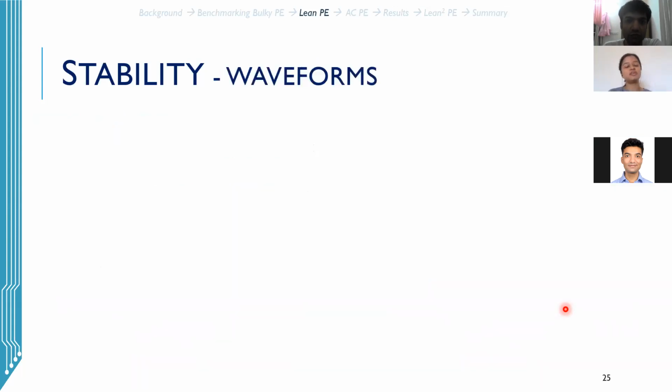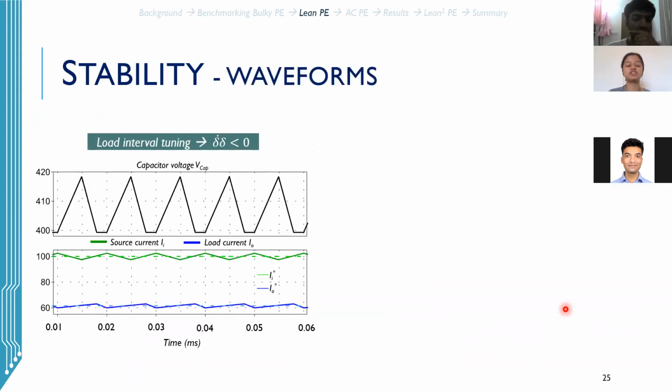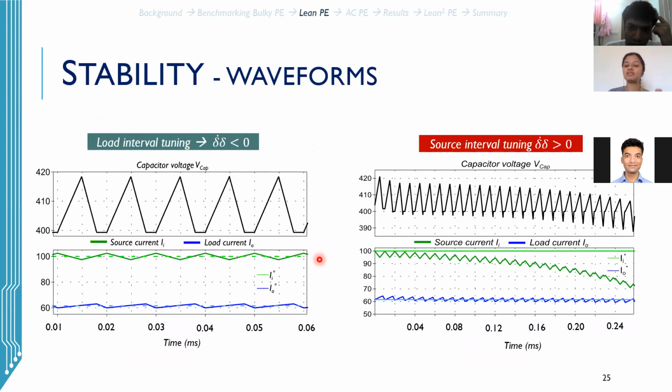So this has been verified again using circuit simulation, wherein we see that for a simple DC to DC power converter example, when we do load interval tuning, we have a stable operation. On the other hand, when we attempt to do source interval tuning, the system starts to diverge.